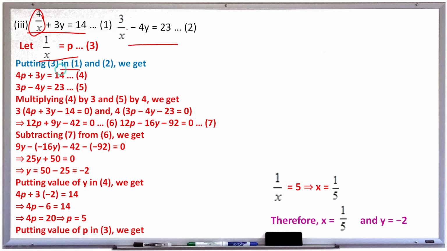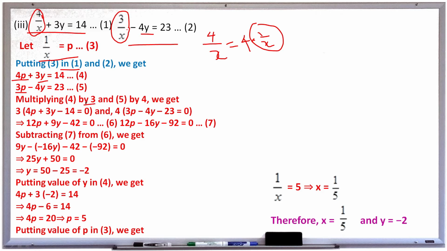So putting this value in equation number 1, instead of 4 into 1 by x, actually the number there is 4 into 1 by x. 4 by x means we can write this as 4 into 1 by x. So instead of 1 by x we can put the value p. So the equation will become 4p plus 3y, as it is, is equal to 14. The second equation, 3 by x can be written as 3p. 3p minus 4y, no change, is equal to 23. Multiplying equation number 4 by 3. Why should we multiply?